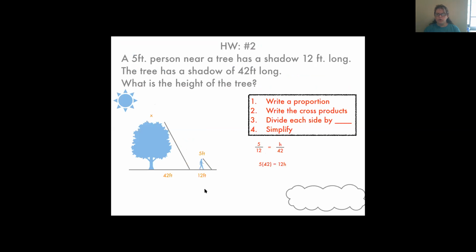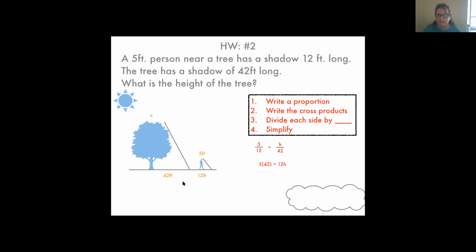Here's your second homework and the last one. So a 5-foot person near a tree has a shadow 12 feet long. The tree has a shadow of 42 feet long. What's the height of the tree? We're making triangles, so we can write a proportion. Our proportion this time we're going to do 5 feet tall compared to the 12 feet shadow of the man equals the height of the tree compared to the length of his shadow, 42 feet.